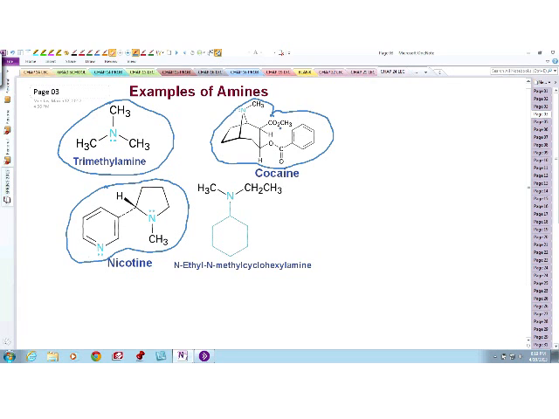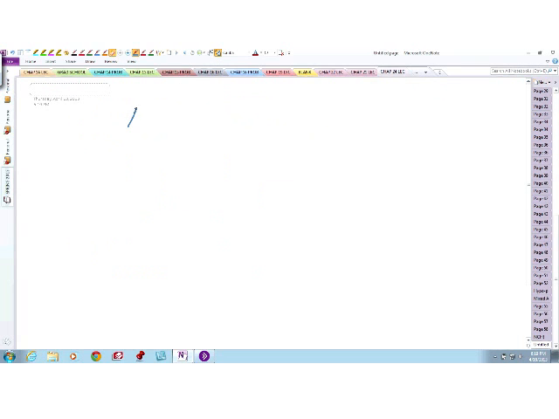So anyway, now let us get to the nomenclature of amines. Okay, for the nomenclature of amines, there are 3 different types of IUPAC nomenclature that we use for amines. So let us use this molecule here to demonstrate those 3 different types of IUPAC nomenclature for amines.